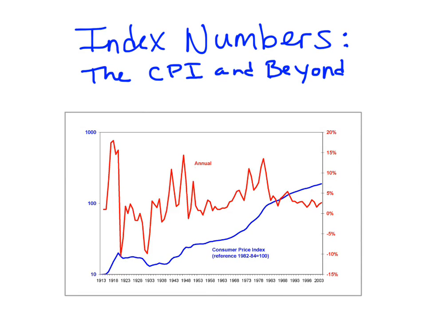Index numbers are a convenient way to make comparisons between numbers that may have been measured at different times or in different places. In this video, let's take a look at the Consumer Price Index, and we'll use that to look at an example involving tuition and fees.